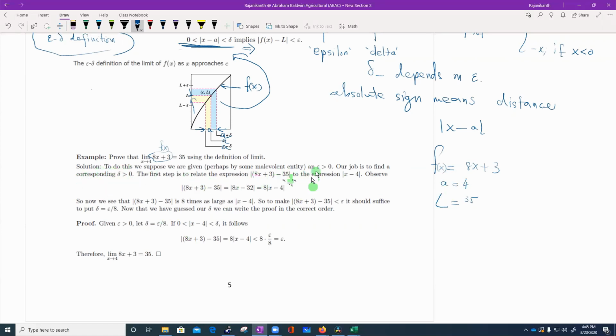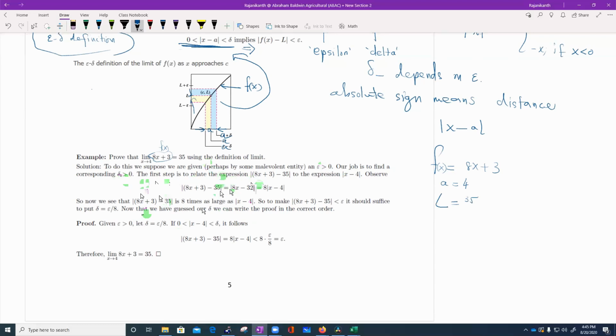So you assume that you know the epsilon. Your job is now to find the delta. You know epsilon. Epsilon could be any positive number, half, 1/5, whatever you have. Once you fix the epsilon, you need to figure out the delta. How do you find the delta? This is the step you have to follow.